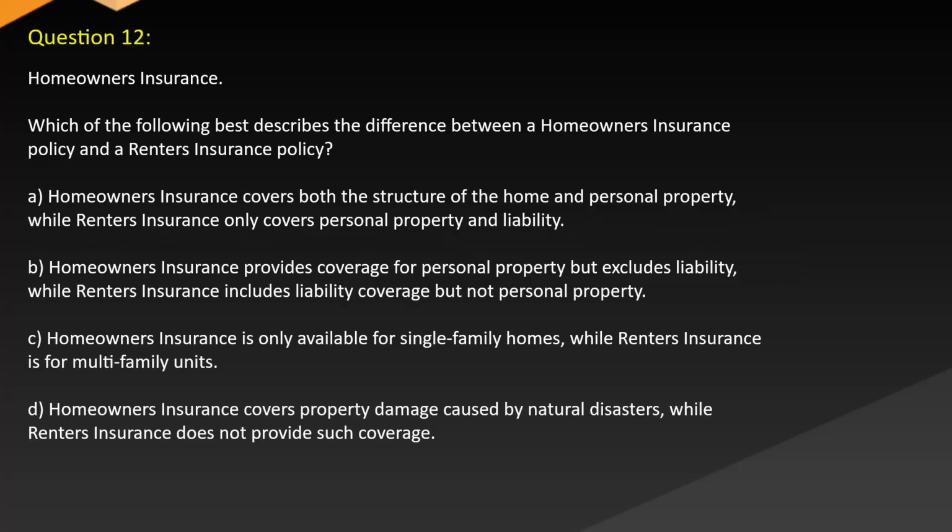Question 12. Homeowners insurance. Which of the following best describes the difference between a homeowner's insurance policy and a renter's insurance policy? A. Homeowner's insurance covers both the structure of the home and personal property, while renter's insurance only covers personal property and liability. B. Homeowner's insurance provides coverage for personal property but excludes liability, while renter's insurance includes liability coverage but not personal property. C. Homeowners insurance is only available for single-family homes, while renter's insurance is for multi-family units. D. Homeowners insurance covers property damage caused by natural disasters, while renter's insurance does not provide such coverage.